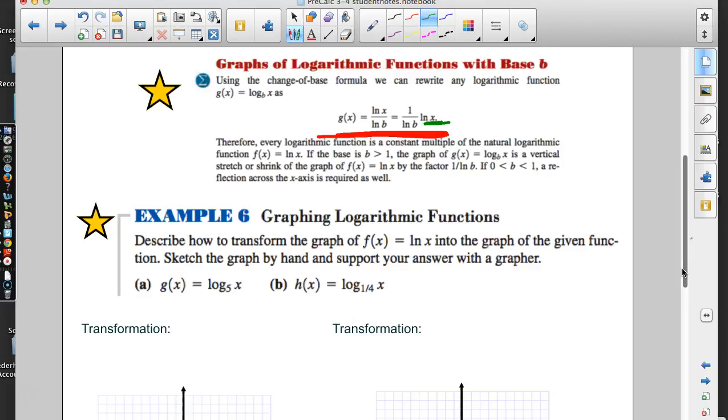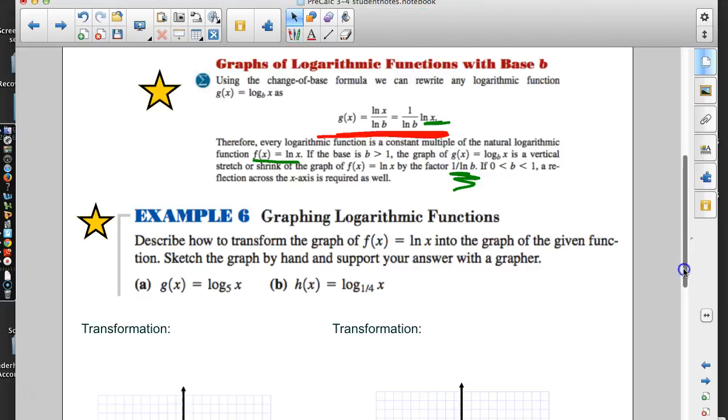Therefore, every logarithmic function is a constant multiple of the natural logarithmic function, which means we could use natural log as a parent function. If the base is greater than 1, the graph of logarithm base b of x is a vertical stretch or shrink of the graph f of x equals natural log of x by the factor 1 over natural log of b. When the base is between 0 and 1, which is going to be basically fractions, those would have negative powers. And so that would give us a reflection across the x-axis that would be required there as well.